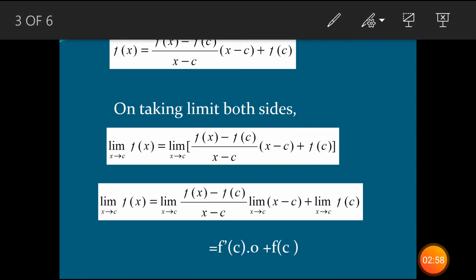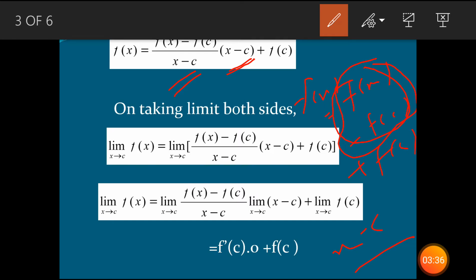After this, what are we going to do? See, we have expressed f(x) as f(x), and we have subtracted f(c) and added f(c). So what are we going to do? We are going to keep these two quantities together and plus f(c) separately, and in this quantity we are going to multiply and divide by x minus c. So this is what we have done here. Just pay attention. f(x) equals f(x) minus f(c), then x minus c multiplied and x minus c divided, and plus f(c) written separately.